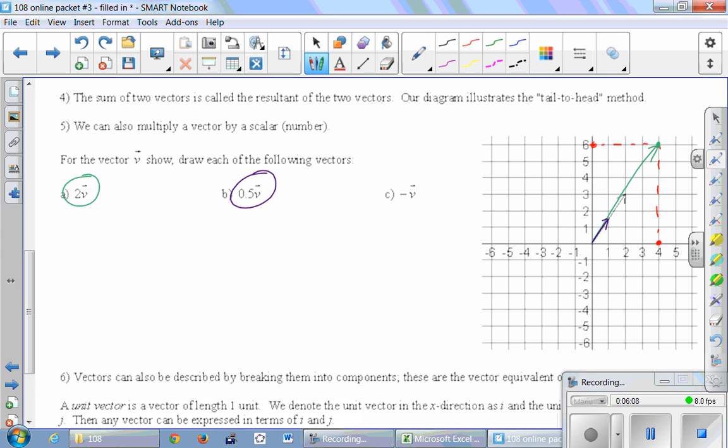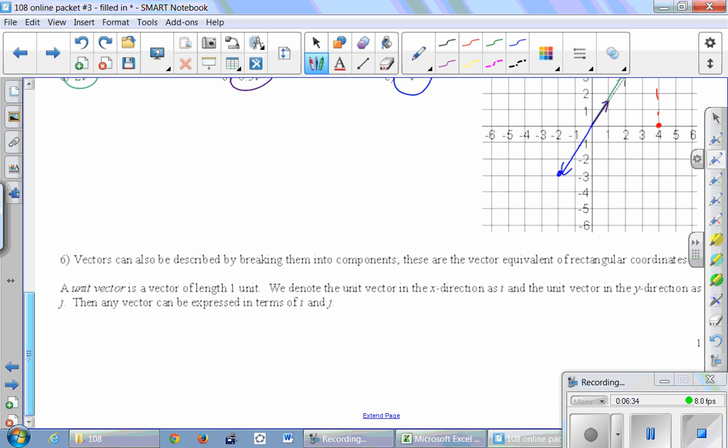And then finally, let's do negative v in blue. So negative just means opposite, right? So instead of going 2 east, we're going to go 2 west. And instead of going 3 north, we go 3 south. So let's draw this one in blue. So 2 east and 3 south, I think, lands me right there. So hopefully we see that negative v is just the same as the original black vector v, but going in the opposite direction.